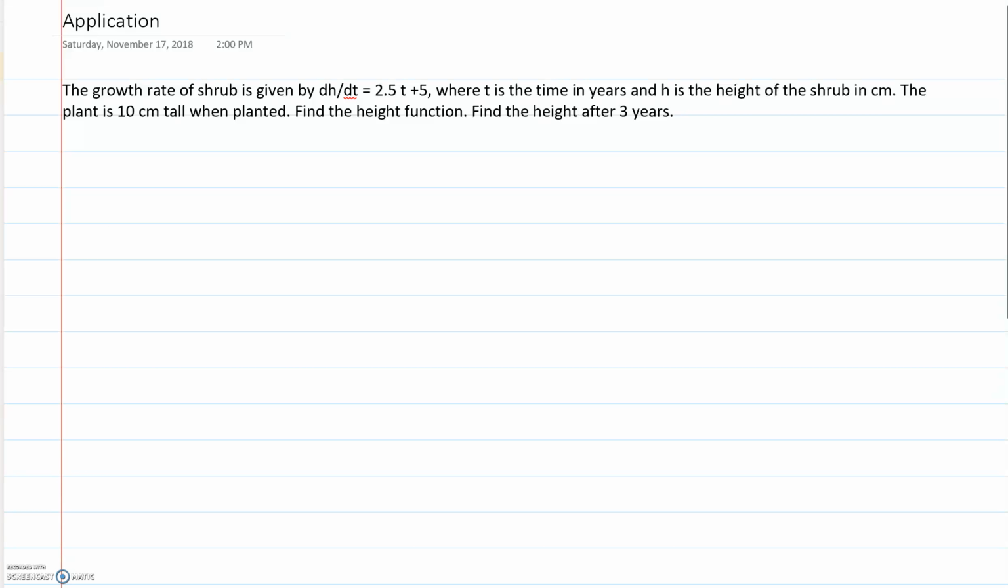Okay, let's see some applications of antiderivatives. This is a problem from the book. The growth rate of the shrub is given by... so let's highlight key information. We have dH by dt, which is the rate. The rate information is given.